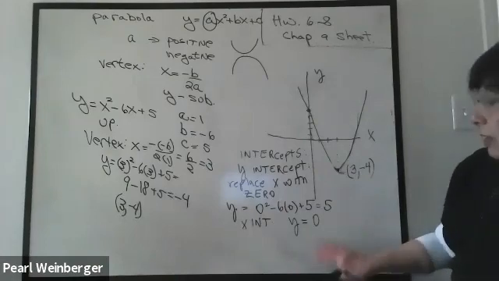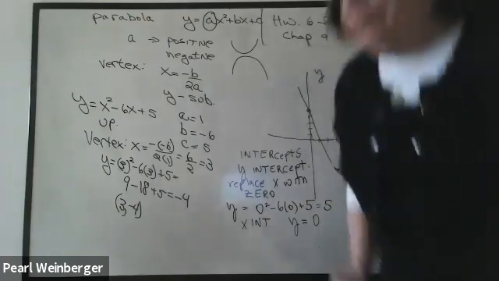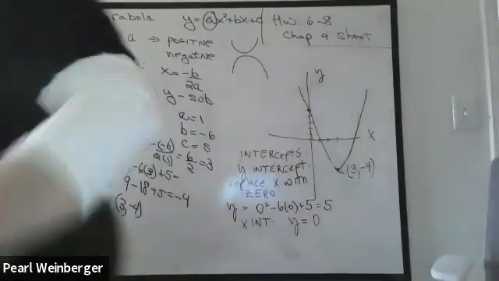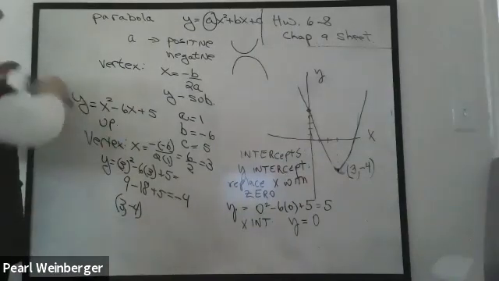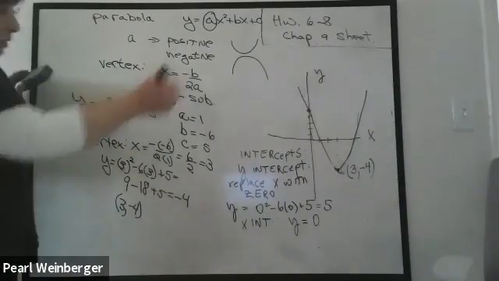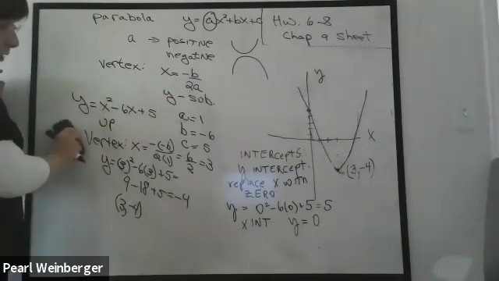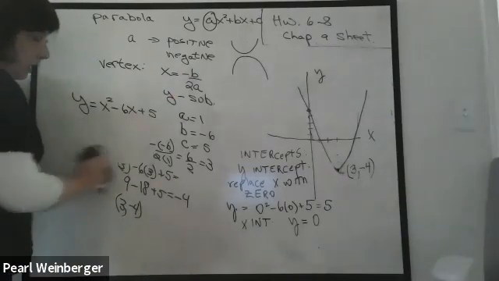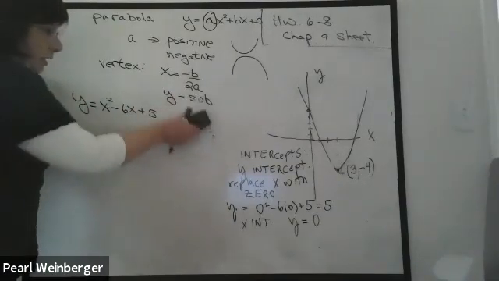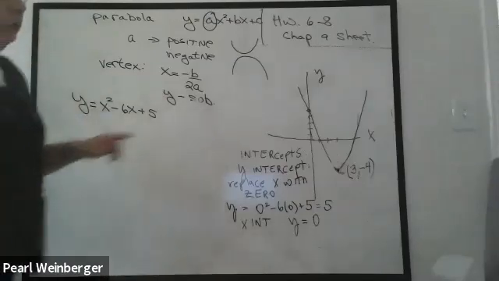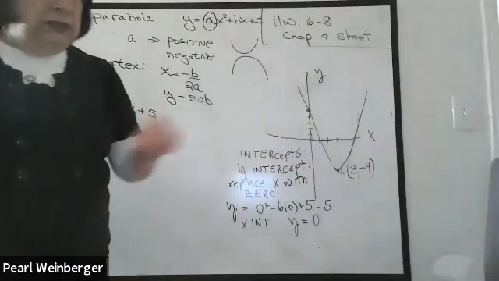So the question is, how are we going to find the x-intercepts? I'm going to take this, we know our vertex. I'm going to go to this equation. I have to erase this. And I'm going to figure out the x-intercepts. Now, if you notice, this particular parabola has 2 x-intercepts.